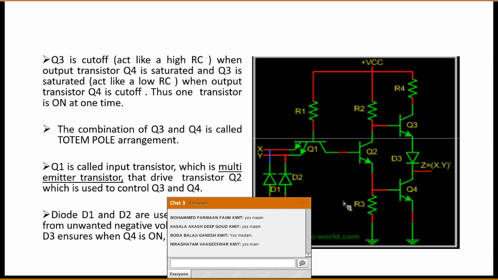Very, very important question. In almost all the examinations, you will get this question: explain the TTL NAND gate circuit along with its advantages and disadvantages. Very, very important circuit. Just go through the circuit.